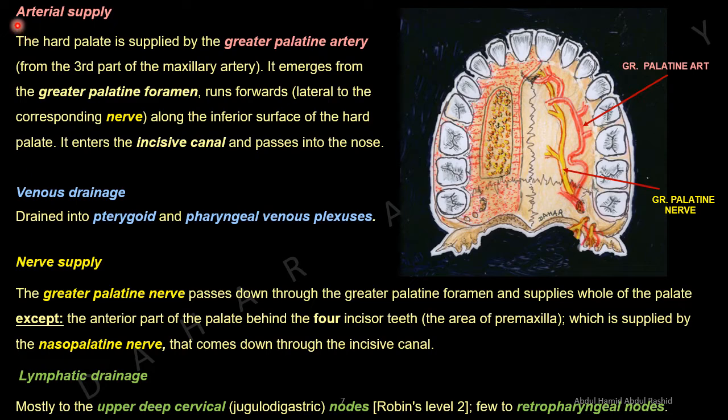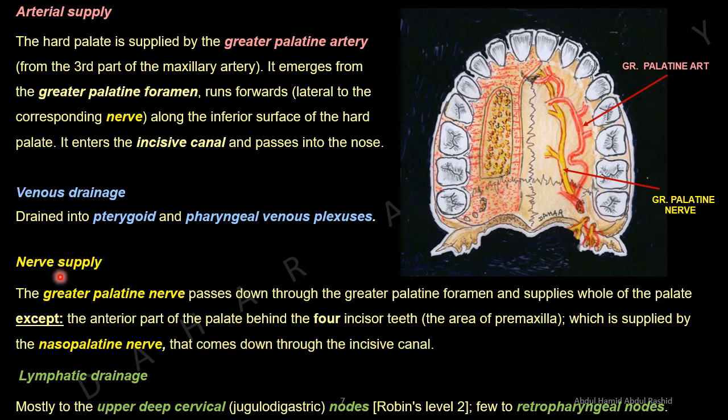Arterial supply of the hard palate. It is supplied by the greater palatine artery, look at the diagram, which is a branch of the third part of the maxillary artery. It comes out through the greater palatine foramen, runs forwards, lateral to the corresponding nerve, and in front it enters through the incisive canal and passes into the nose. Venous drainage of the palate. The veins drain to the pterygoid plexus of veins and pharyngeal venous plexuses.